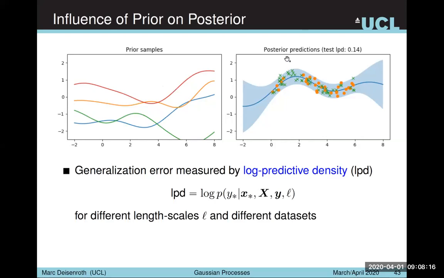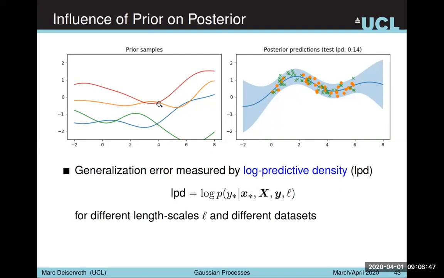So now we're going to make predictions from the posterior distribution, which you compute based on the training data here. And then we evaluate the quality of our prediction on the test data. We're going to get this LPD value, the log predictive density, in this case of 0.14. And what we want is a log predictive density that is relatively high. So higher is better here.